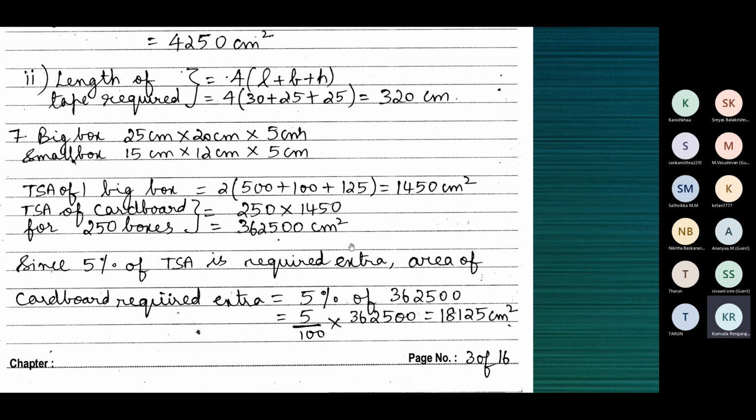So that means in all, to make 250 big boxes, you need this number plus this number. That's the total area of cardboard you need. This value, please see the pointer, this value plus this value. Totally you need this to make 250 big boxes.